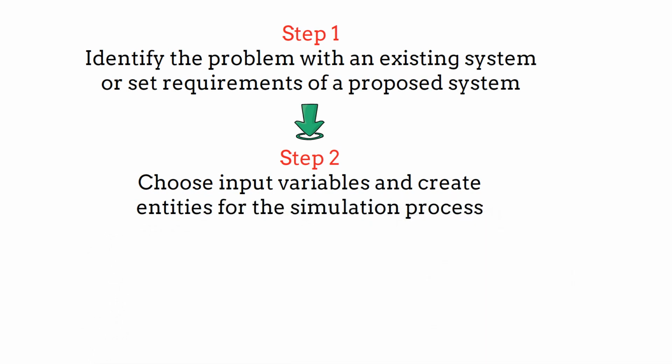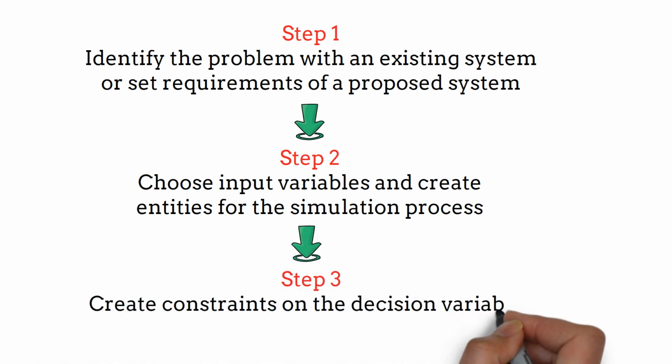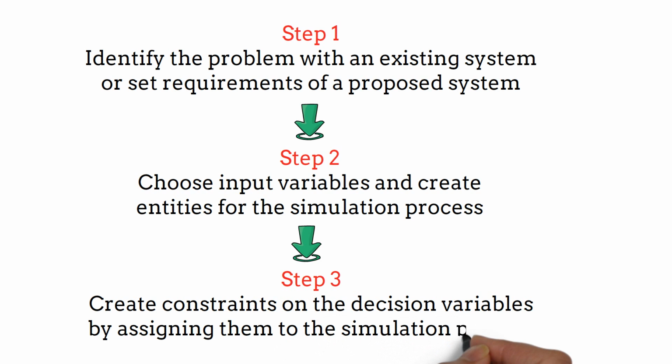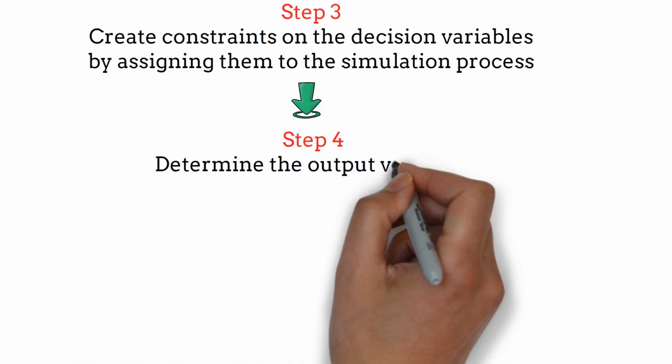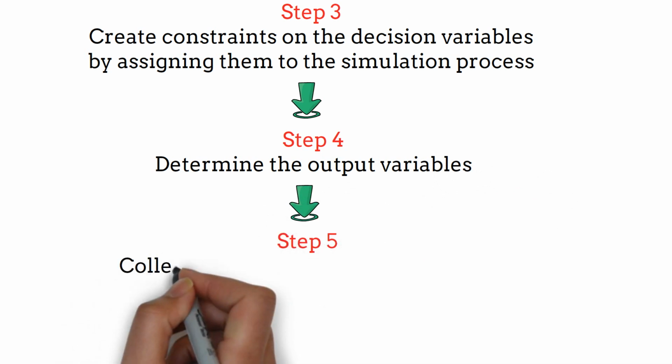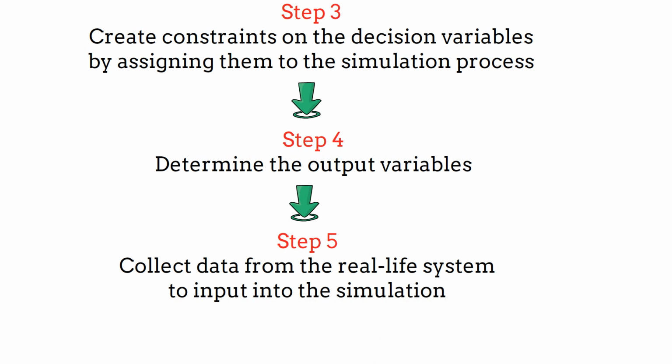There are two types of variables: decision variables and uncontrollable variables. Decision variables are controlled by the programmer, whereas uncontrollable variables are the random variables. Step 3. Create constraints on the decision variables by assigning them to the simulation process. Step 4. Determine the output variables. Step 5. Collect data from the real-life system to input into the simulation.